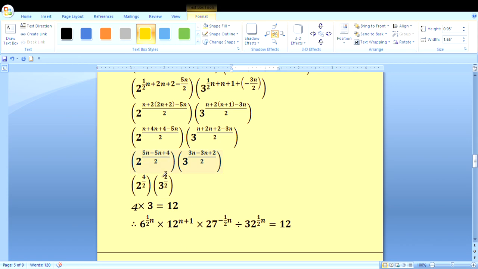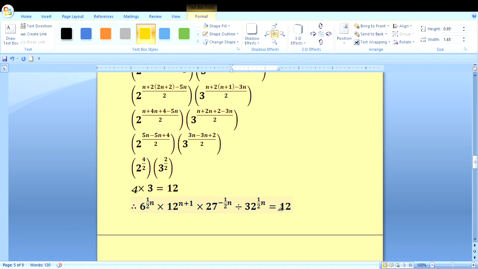Now if you look at this, what is left here is just 4 divided by 2. So 4 divided by 2 is 2. So 2 raised to 2 is 4. Similarly here, what is left is 2 divided by 2, which is 1. So 3 raised to 1 is also 3. So it becomes 4 times 3 equals 12. Okay. Here the whole of this expression is now equal to 12.